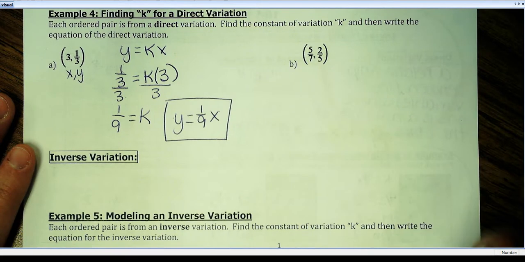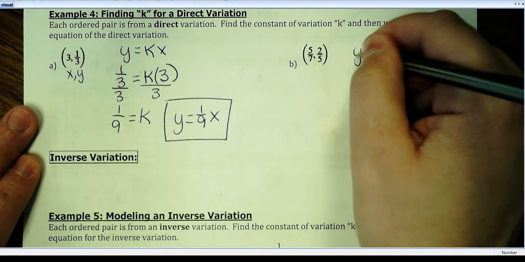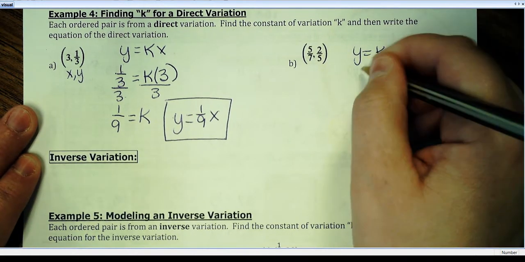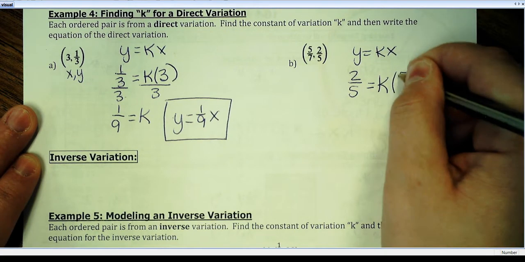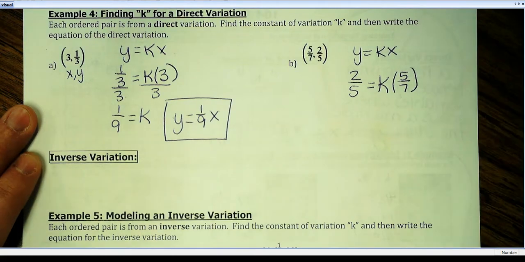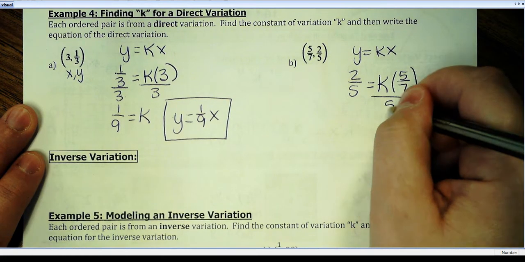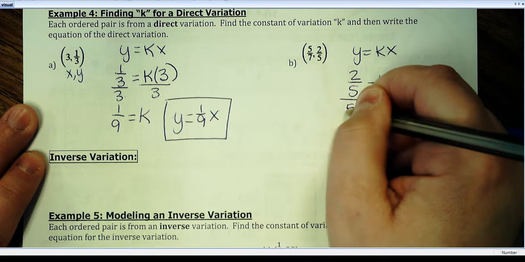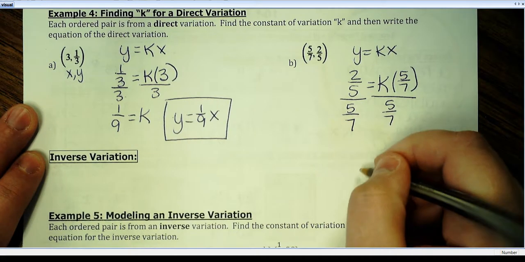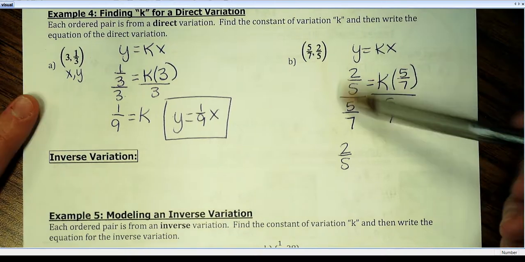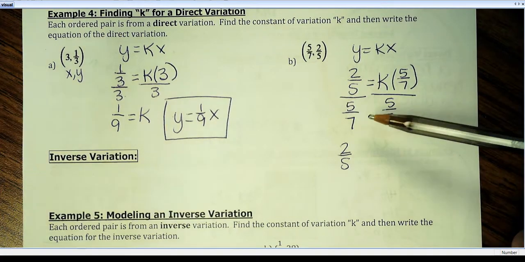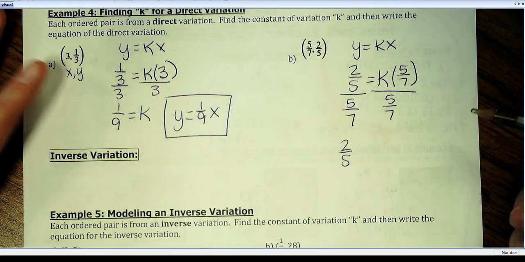Now again, same concept. I know this is a direct variation. The y coordinate is 2/5 here, and the x coordinate is 5/7 here. So this is just some fraction work to practice a little bit. So we have, I like to call this keep, change, flip. You're dividing 2/5 by 5/7. That's the same thing as multiplying by the reciprocal.